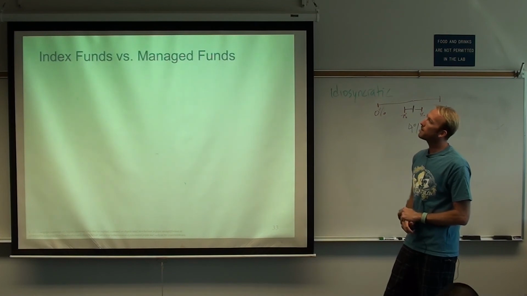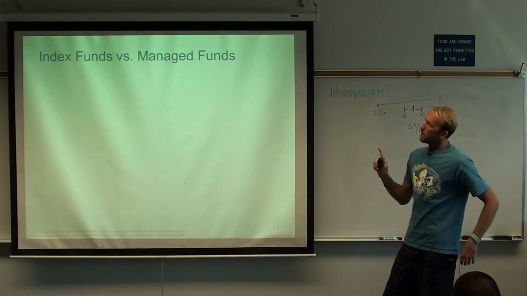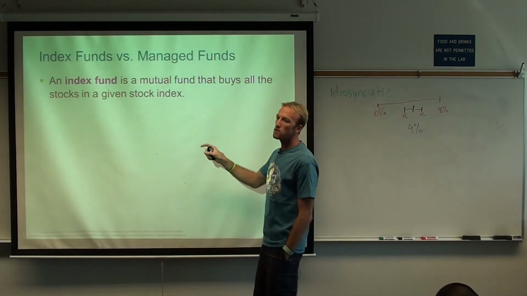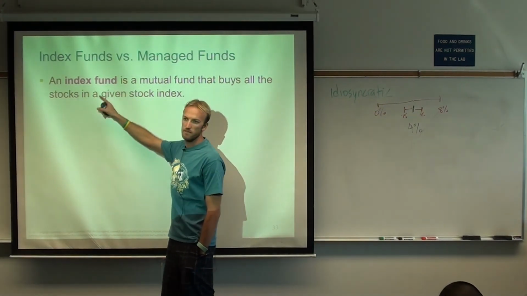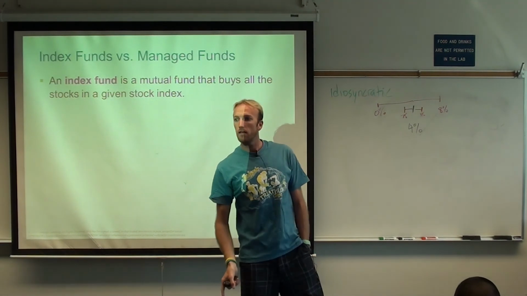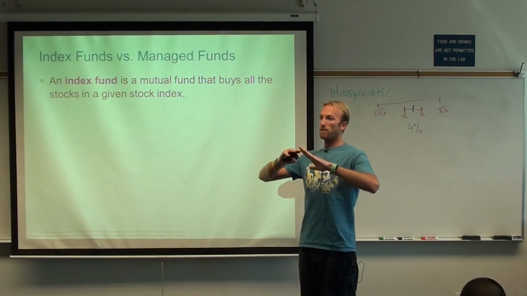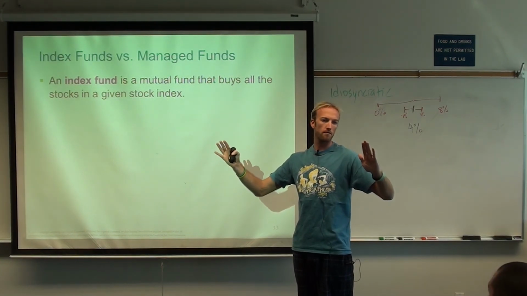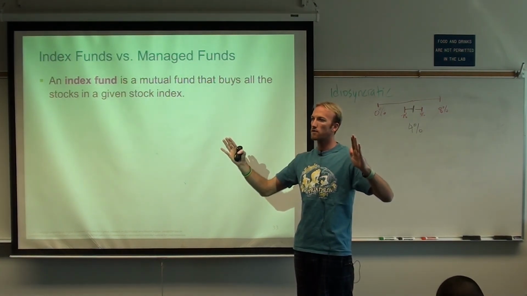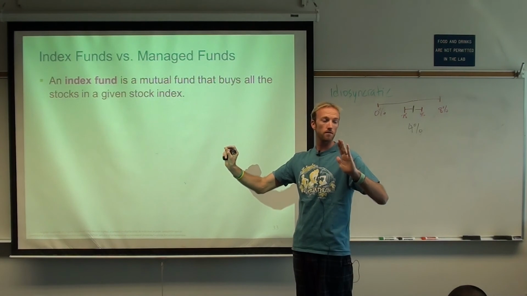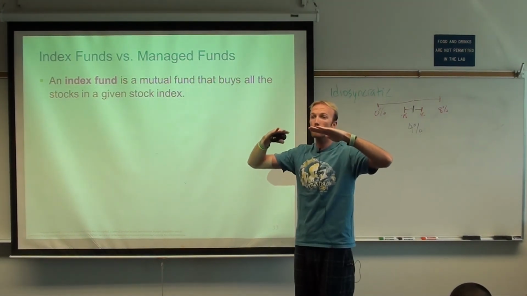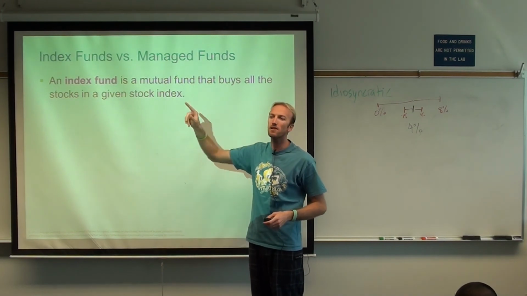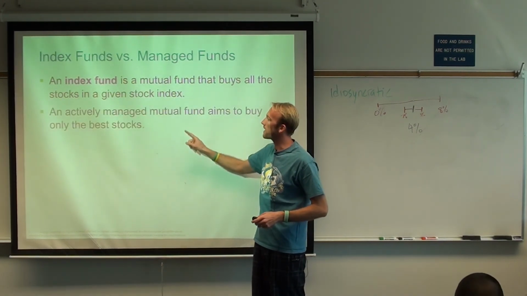So, real quick, index funds versus managed funds. There's these things you can put your money in called index funds. They're very simple. Let's say the Dow Jones Industrial Average is made up of 30 firms. It just buys a little bit of those 30. So as the stock market goes up, the index fund goes up. It matches the stock market exactly. That's what an index fund is, right?